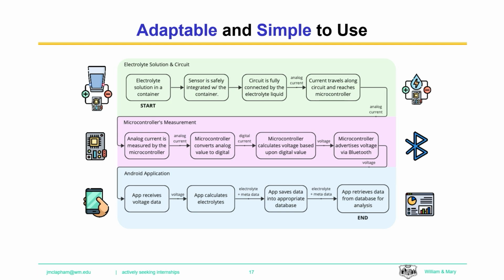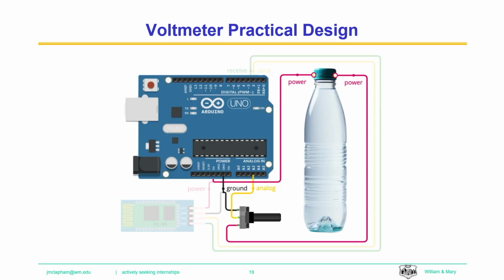I won't read out all the text, but we have three main stages. First, you equip a container with our sensor, and then you pour a liquid into the container. The circuit is then complete. The current travels along from the battery through the liquid to the microcontroller. It's advertised to the smartphone. The smartphone calculates the electrolyte conductance and returns the results to the user. So it's super simple to use.